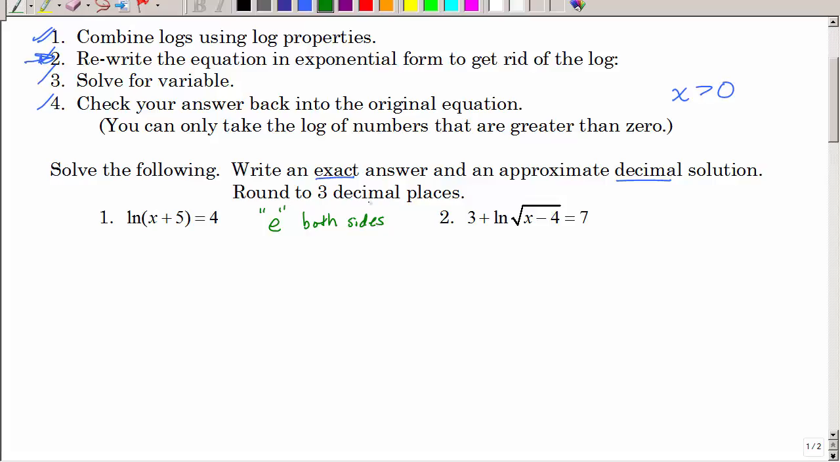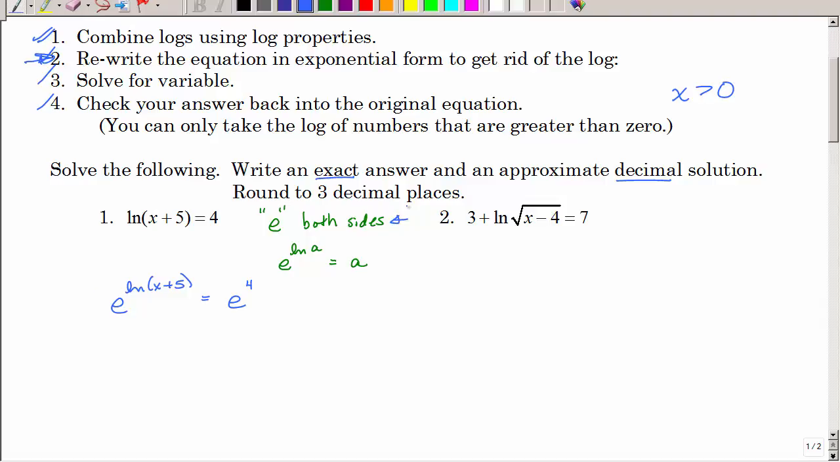both sides of this equation, because we're going to use that inverse property that if we have e raised to the natural log of some number a, remember that just cancels out and you would get a. So we're going to rewrite this equation as e raised to the natural log of x plus 5 equals e to the 4th power. So that's what I mean, we're going to e both sides.